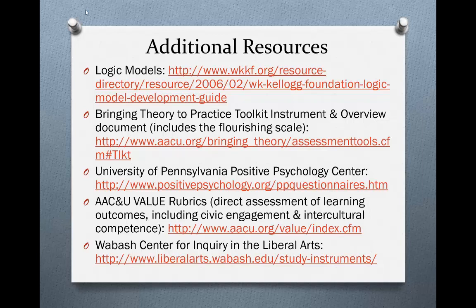You all should know that there's the Bringing Theory to Practice Toolkit instrument on our website that has the flourishing scale attached to it. It has a bunch of other things as well. But if you want to just find a place to look at the flourishing scale, below that is a link to the Positive Psychology Center at UPenn.